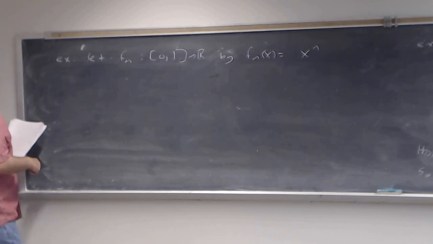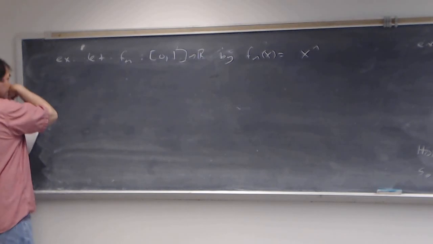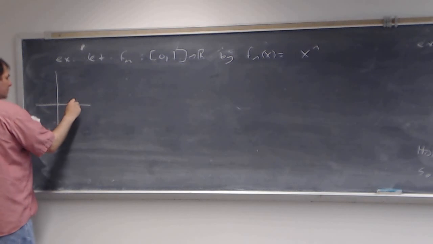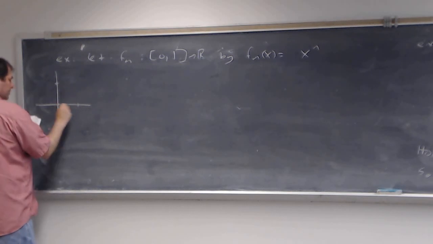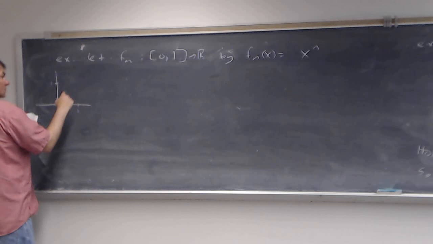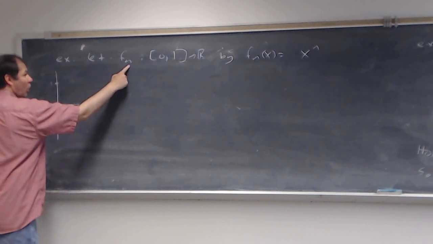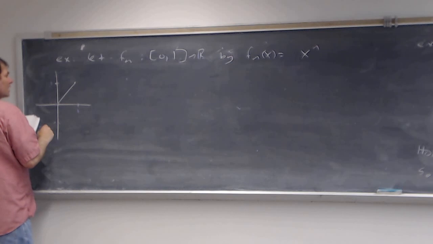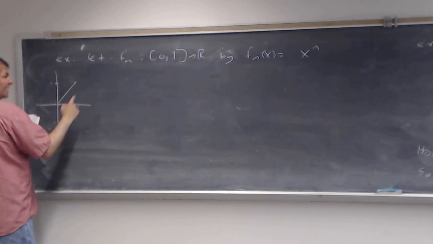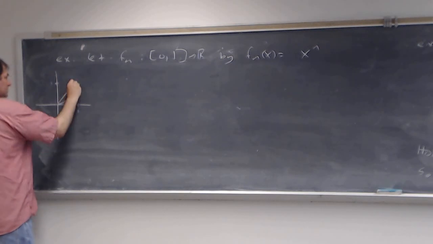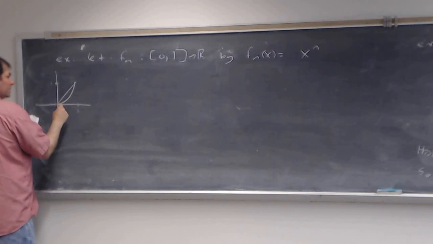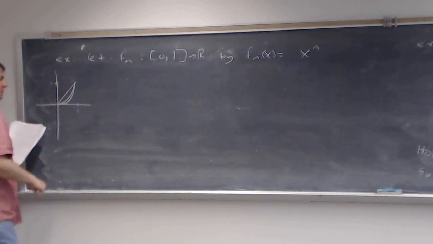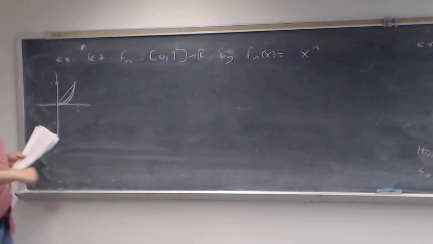So what does this look like? It starts off at 0. When we look at this, this is 0, this is 1 here. When we look at f sub 1, that's just going to be x to the first. It looks like a straight line. F sub 2 is going to be x squared. That looks like this. F sub 3 is going to be x cubed. That looks like this. Okay? And they keep doing this in this pattern.